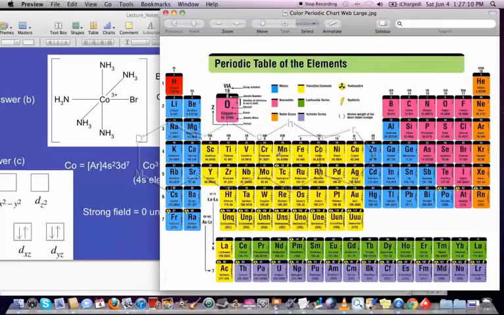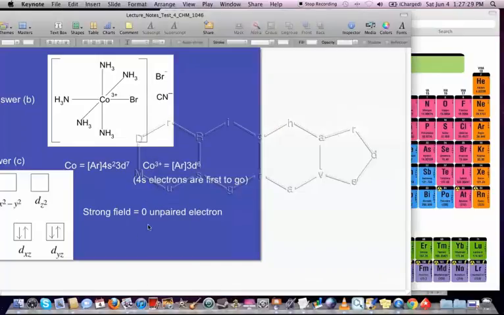You'd end up here. So you can see how to do that just by looking at the atomic number, and that'll tell you how many d electrons there are. So it would be 26 minus 20 equals 6. That tells you how many d's there are. Alright, so that gives us that.